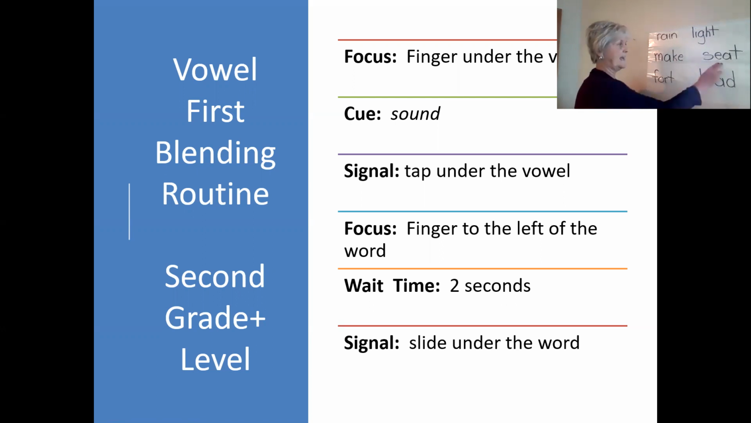So I say sound, and then I tap. So kids know right away. So my cue is sound, sound, and then I tap. So then students know that's when they are to respond. And then I come back and I say word, and then I slide my finger. So that's how the routine usually goes in most programs.